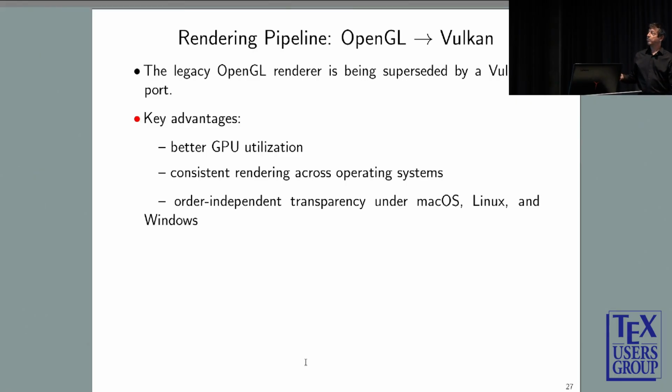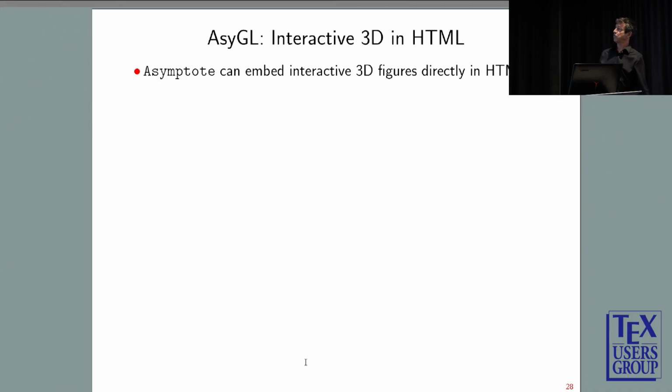So that is now available through Vulkan using Molten on top of the Apple Metal platform. This gives consistent rendering across all operating systems, better GPU utilization. And finally, I mentioned that we also produce WebGL figures.